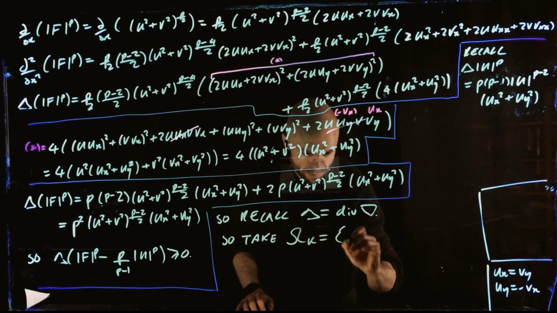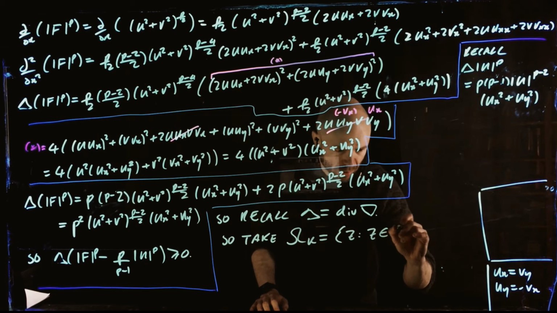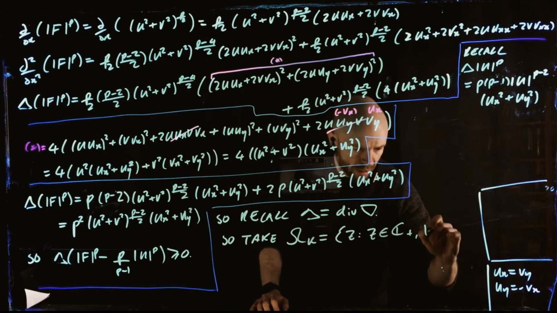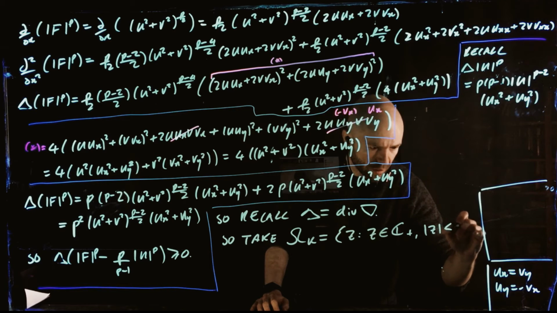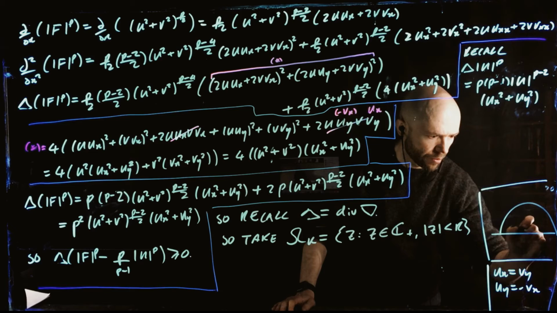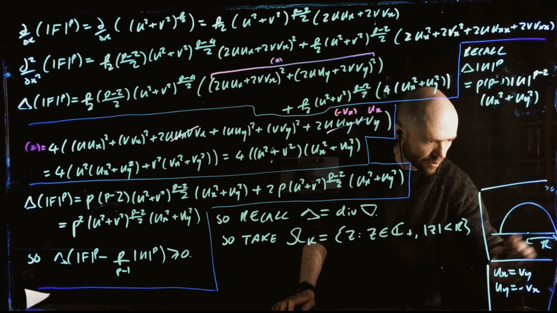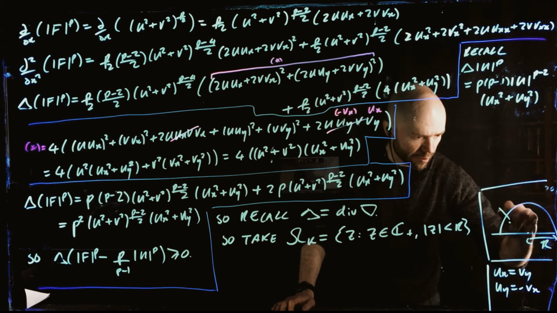So it's the set of z such that z is in the upper complex plane, C plus, and mod z is less than capital R. In other words, it's just this half circle like this, right? 0 to capital R. And so this is our omega of R.